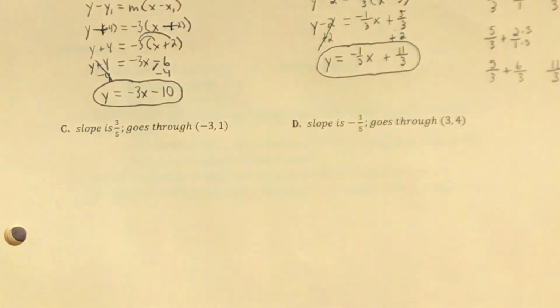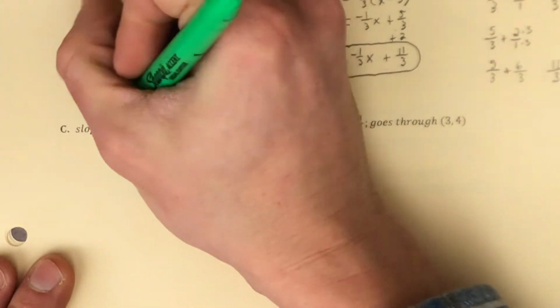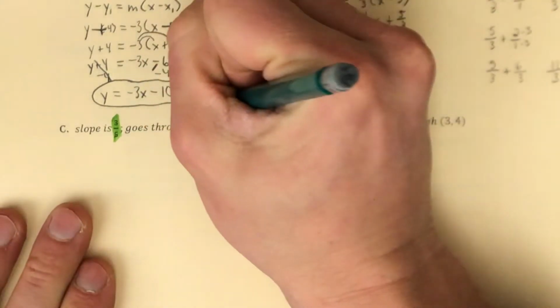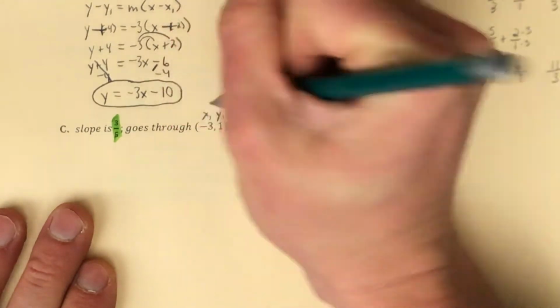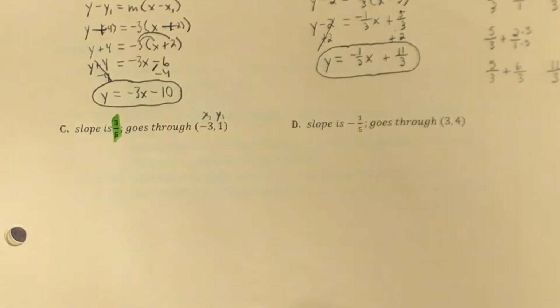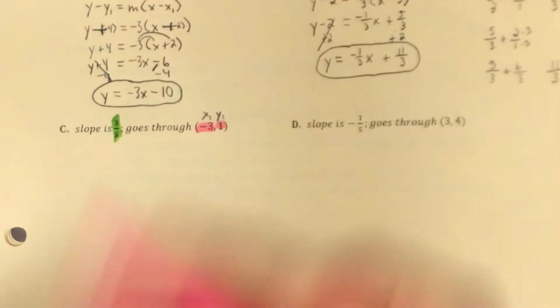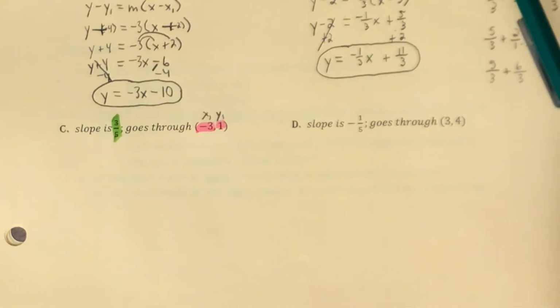Example C says it has a slope of 3/5. So we've got this slope of 3/5, and it goes through the point negative 3, 1. Again, remember this is an x1 and y1. I need to label those. And then I need to plug them in to the appropriate spots. So we're going into our point slope form.